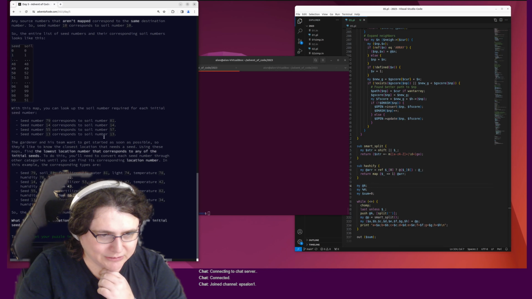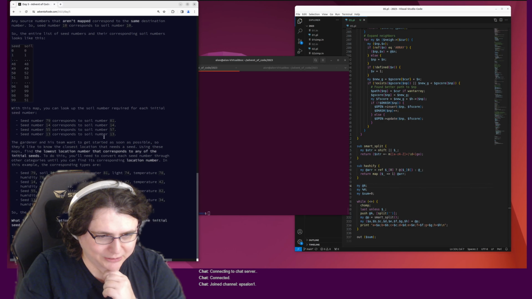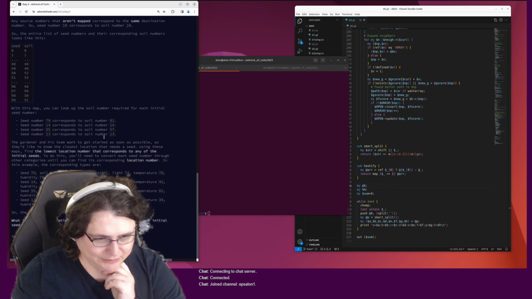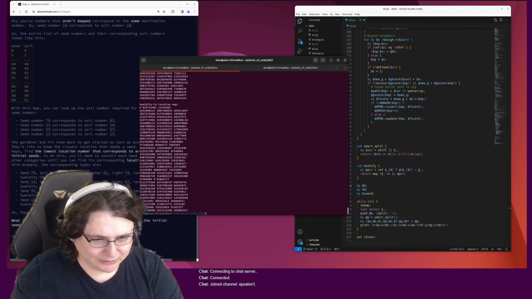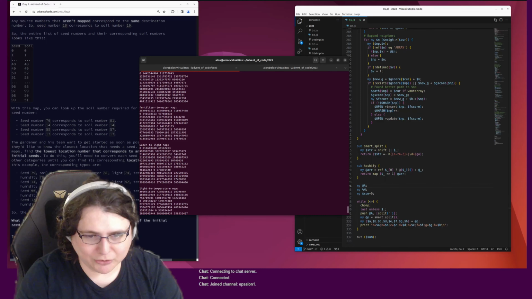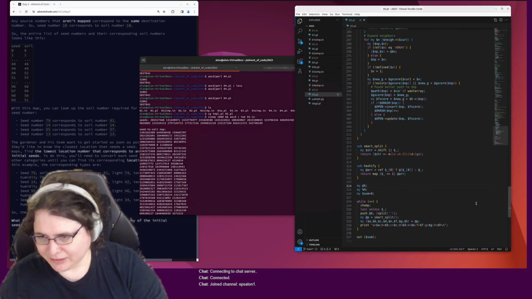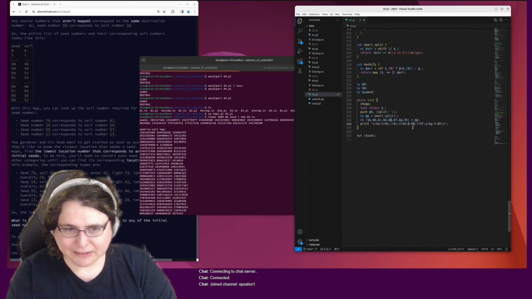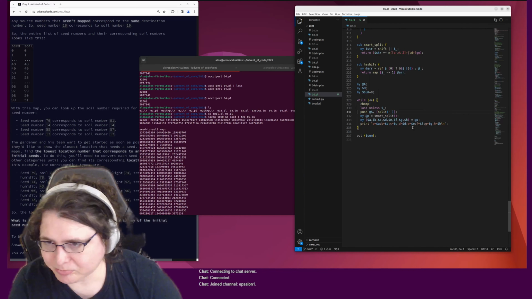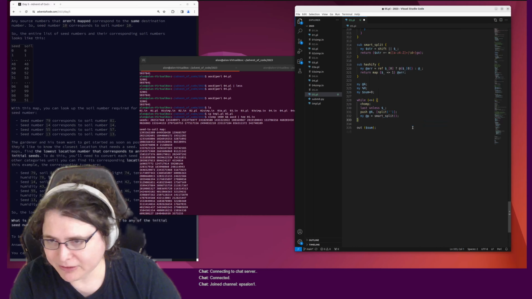So we want the lowest location number. To do that, you need to convert each seed number until you find its location number. Then take the lowest of those. And are the maps in the correct order? Yes, they are, so I don't really need to sort them. In that case, I'm going to do this.